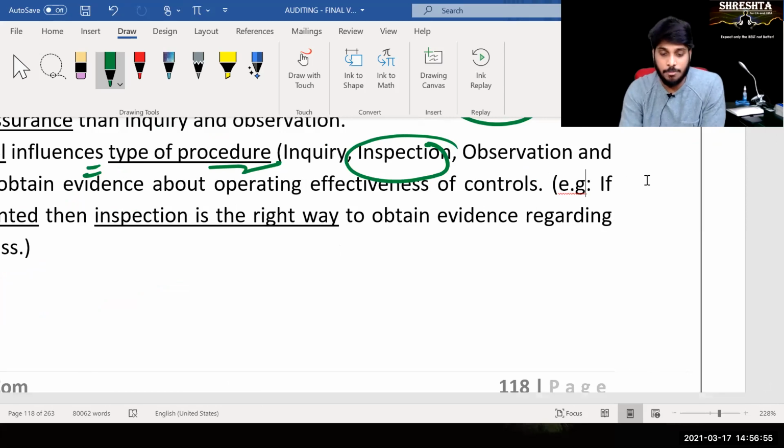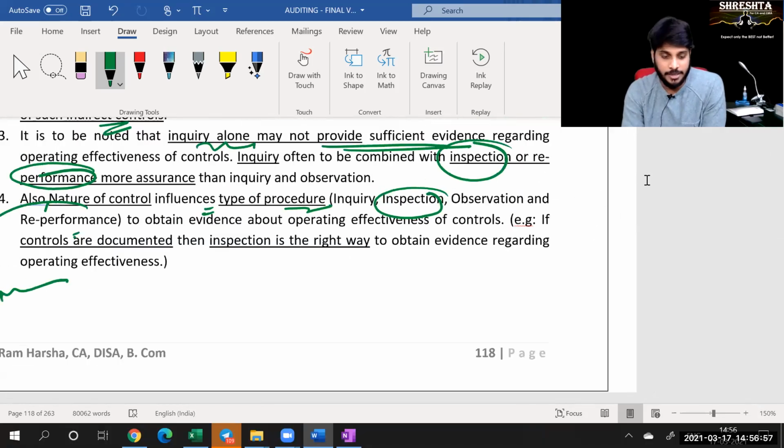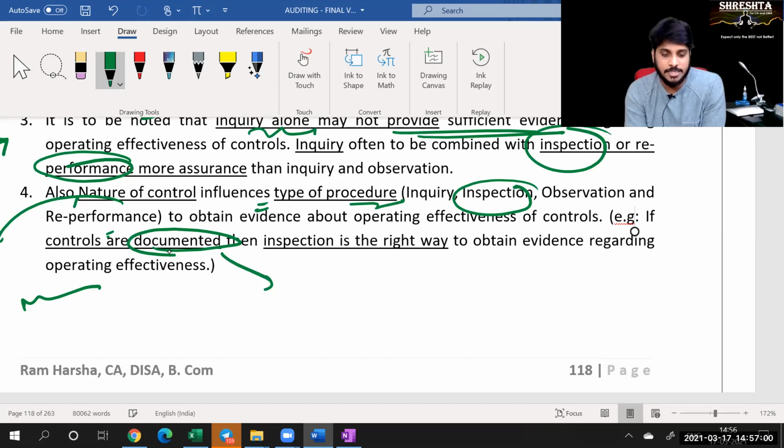If the controls are documented, inspection is the right way. Documented means, let us assume, electronic or something.